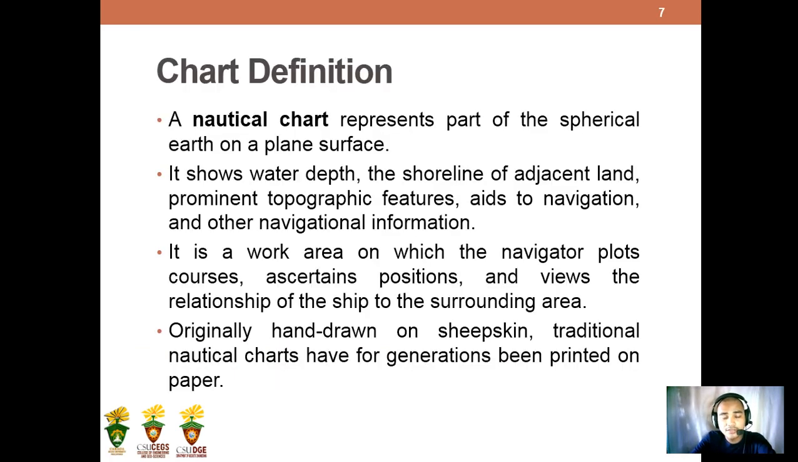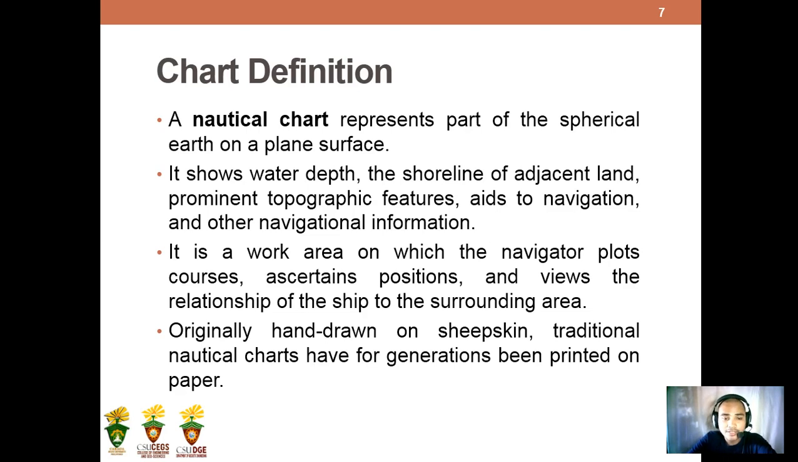When you say nautical chart, it represents the part of the spherical Earth on a plane surface. So it is like a map, but it focuses on the nautical part, which is the sea, the oceans, or the water bodies. A nautical chart shows the water depth, the shoreline, and also the adjacent lands, prominent topographic features, aids to navigation, and other navigational information. So what you will definitely see in a nautical chart is the water depth, representations of the shorelines and the adjacent lands, and other navigational information.